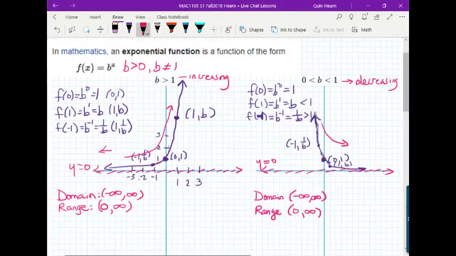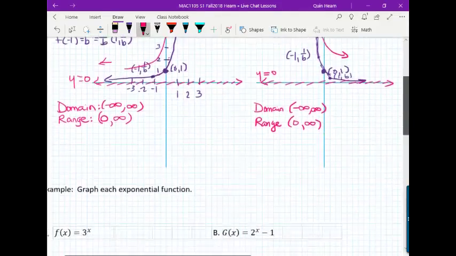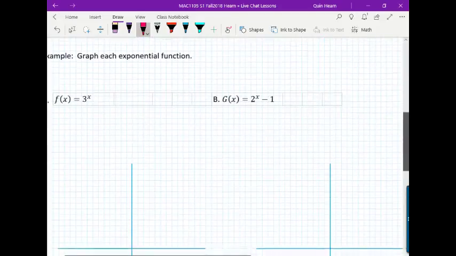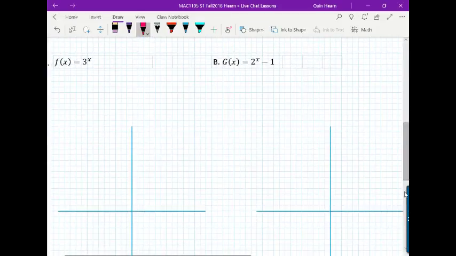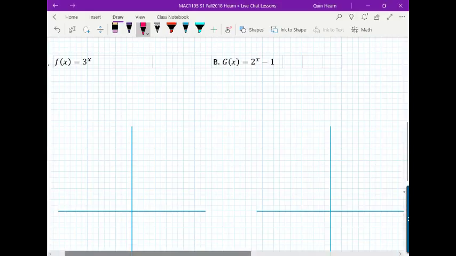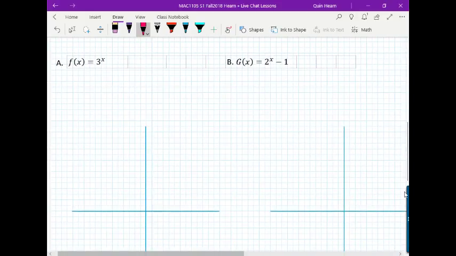So add these to your library of functions. And now let's practice graphing. We're going to first graph f of x equals 3 to the x, which is your basic exponential function. And then we're going to graph g of x equals 2 to the x minus 1, which requires a transformation. So you still need to remember how to do your transformations.